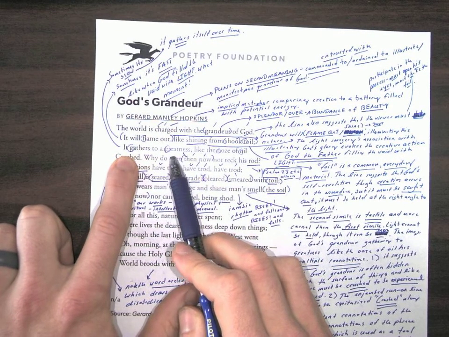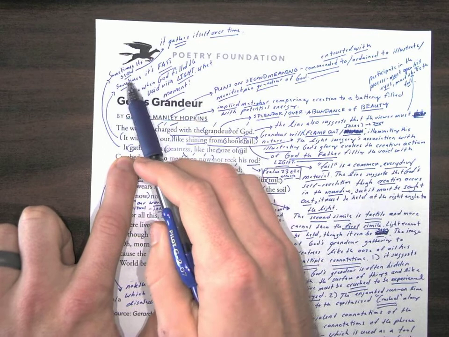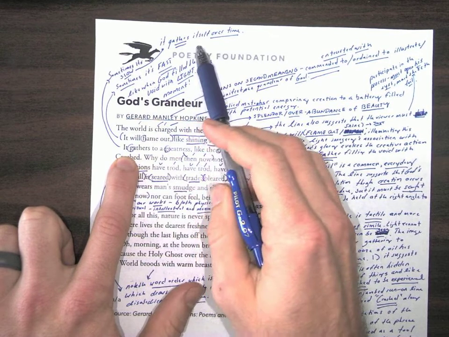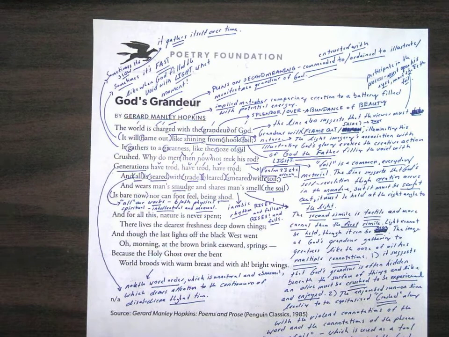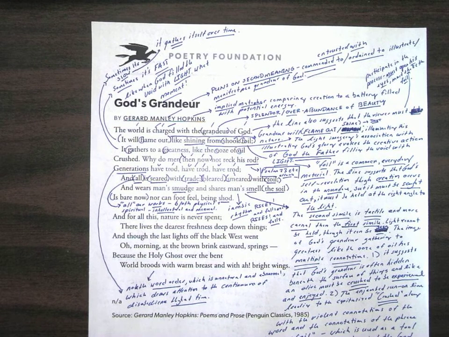But it also gathers to a greatness. So sometimes it's slow, sometimes it gathers itself up over time, sometimes it takes thousands of years in order for God's grandeur to be made manifest in the way that he has ordained it to be made manifest.